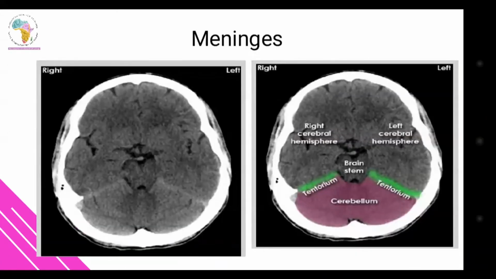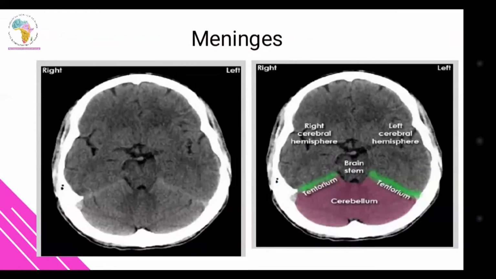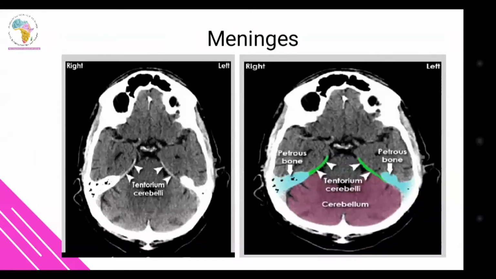Still talking about the meninges here, you can have the tentorium cerebelli here, and you have the cerebellum. Now, I want you to keenly observe here. You see that the density here is hyperdense, but not that much. But when you come here now, you see that it's really hyperdense. When you see something like that, you suspect a subarachnoid hemorrhage because it's very common with that.